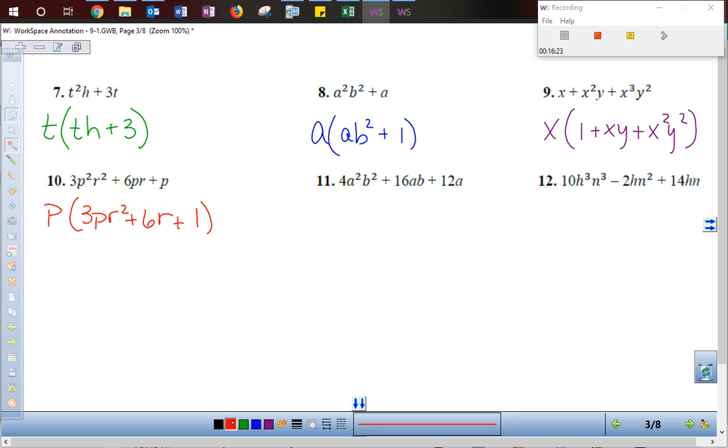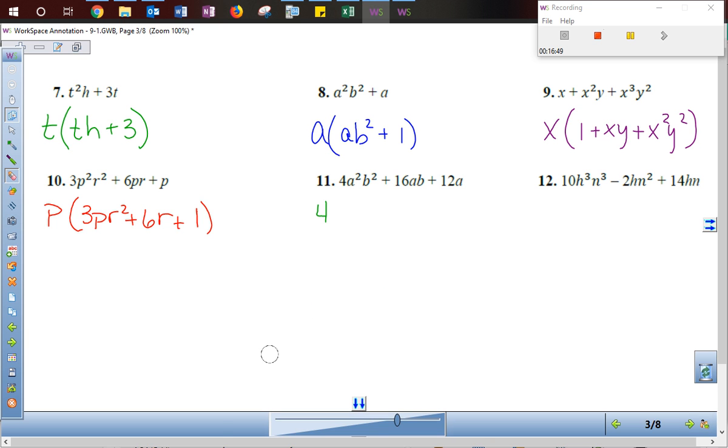On number 11, let's start with the coefficients. So, I have 4, 16, and 12. Here they all three are coefficients that are not 1. So 4, 16, and 12. I need to find the greatest number that goes into all three of them. Well, 4 goes into 16 and 4 goes into 12. So the greatest common factor here is 4.